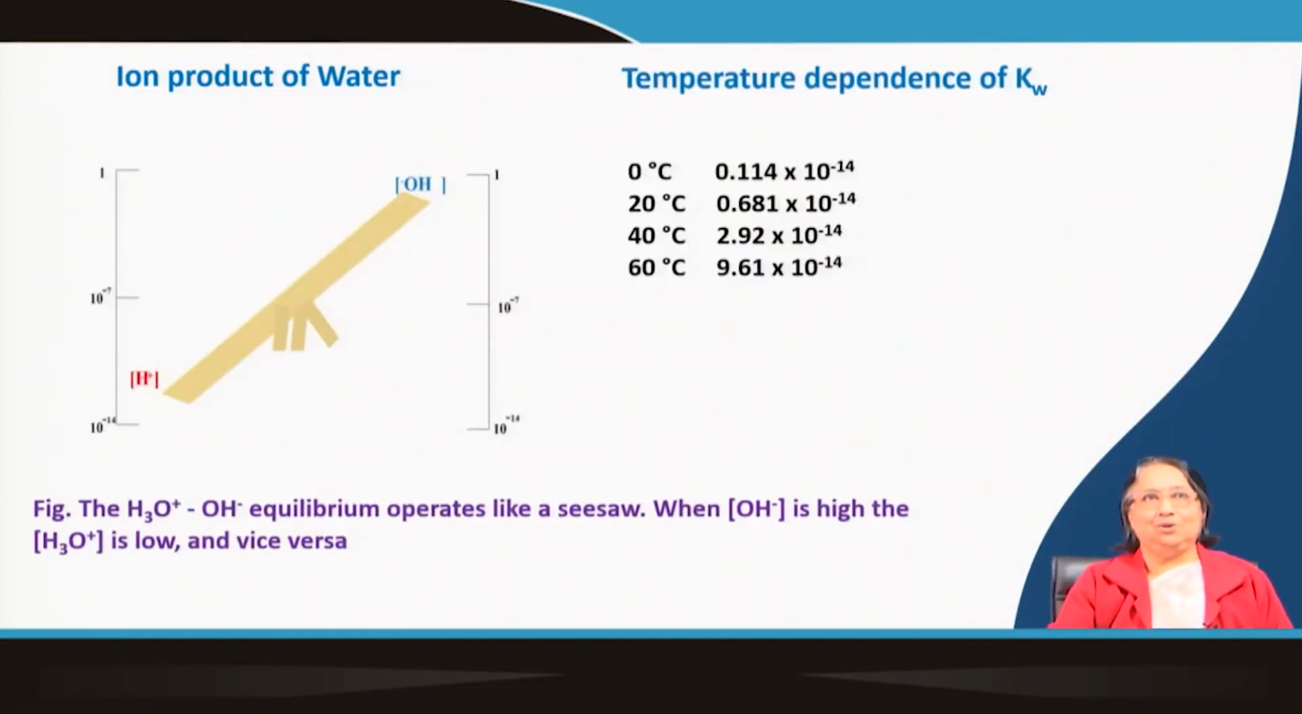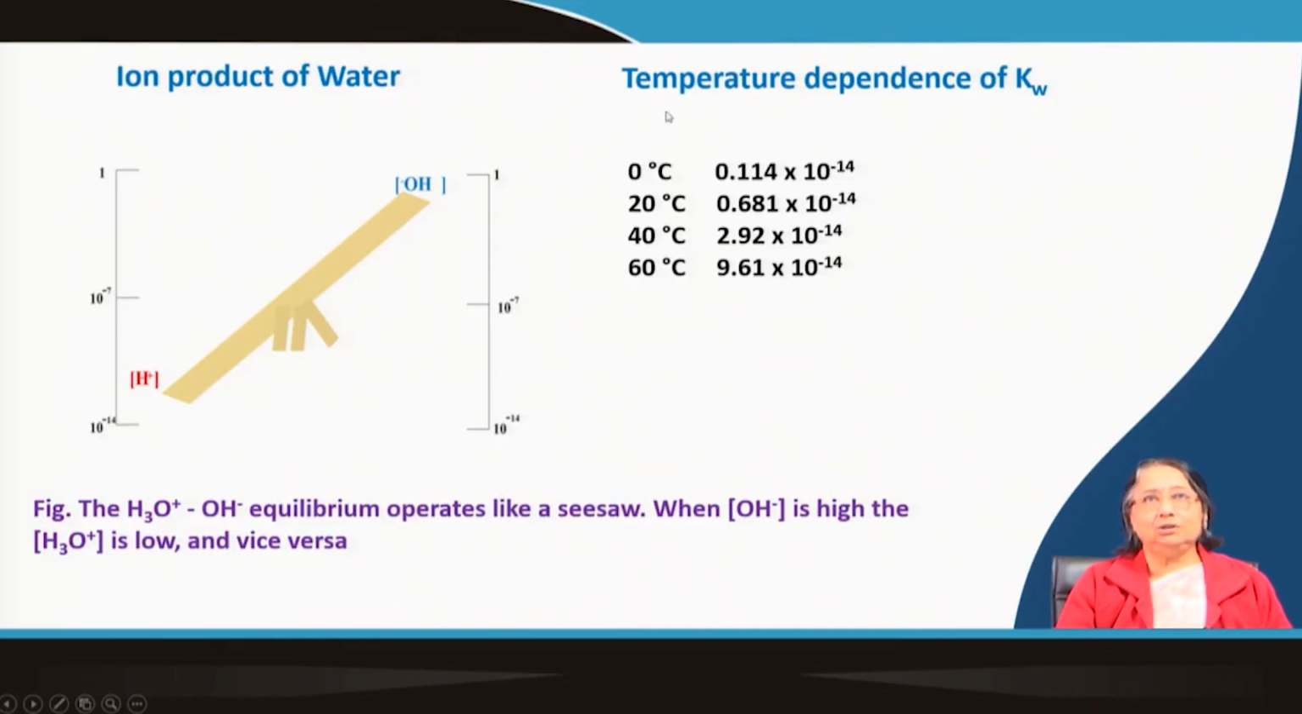We know the seesaw, we all played seesaw in our childhood days. Some child sits here and another child sits there. So sometimes it goes down, sometimes it goes up. But you can see the scale here, this is 1 and this is 10 to the minus 14. If OH minus ion concentration is 1, then H plus ion concentration must be 10 to the power minus 14.